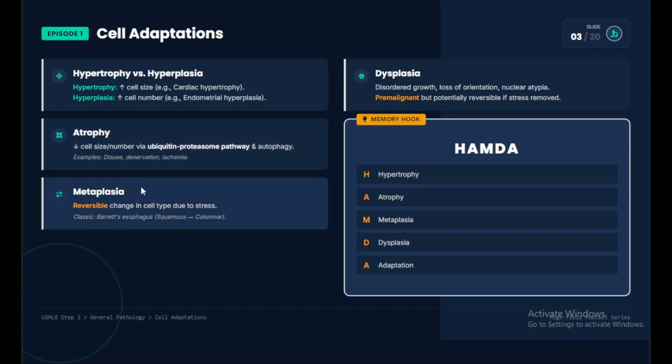Now if I jump onto the next topic, it is metaplasia. Keep in mind that this is a one-shot video. I have to be fast and I have to be as precise as I can. So the next topic is metaplasia.